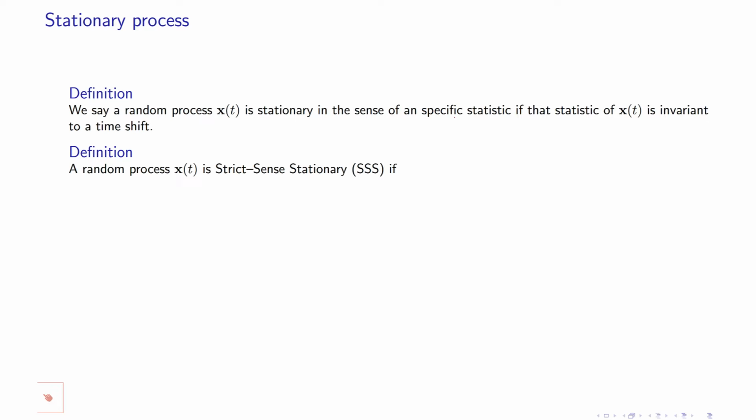We say that a random process is strict sense stationary if all statistics of x of t and x of t plus τ are equal. That means that if you make any delay, all statistics remain unchanged. This definition is very strict and it should be applicable to all statistics. And because in lots of applications, some of the statistics are not changing with time, some others they change, strict sense stationary is quite often just theoretical.